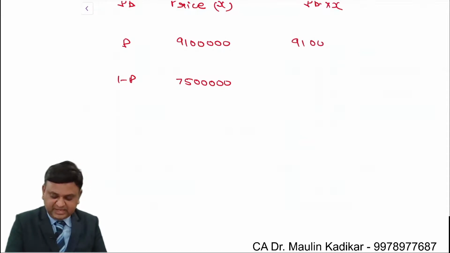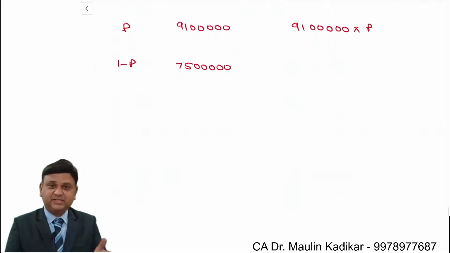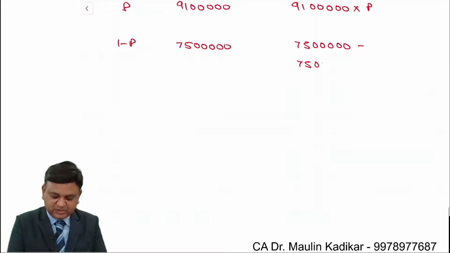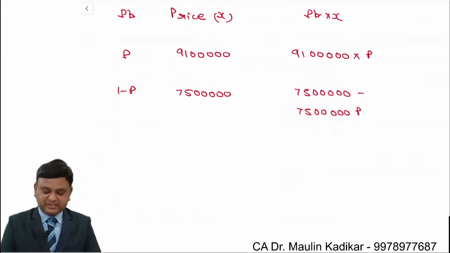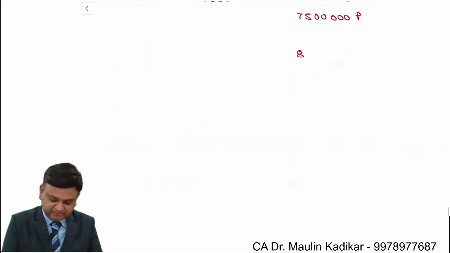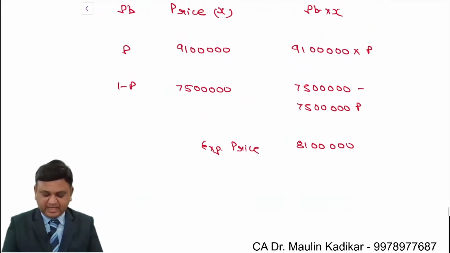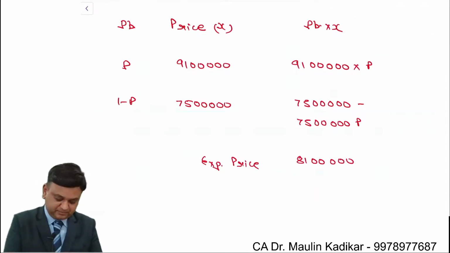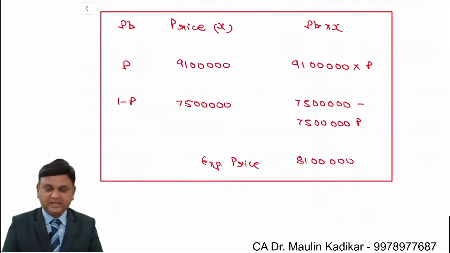So this is 91 lakhs into P. 75 lakhs into 1 minus P. So it is 75 lakhs minus 75 lakhs P. What would be the expected price? Expected price is 81 lakhs. Expected price is what we have computed above. Now we will solve this equation and we will make the calculation of the P.